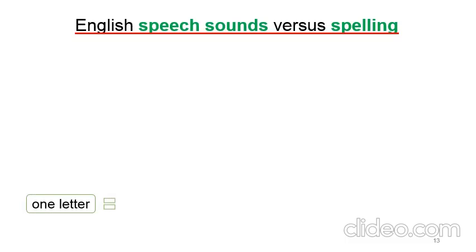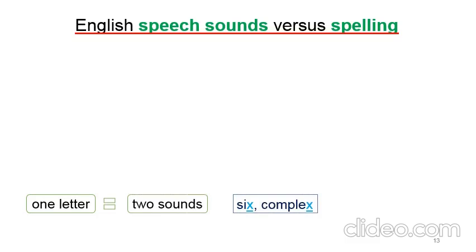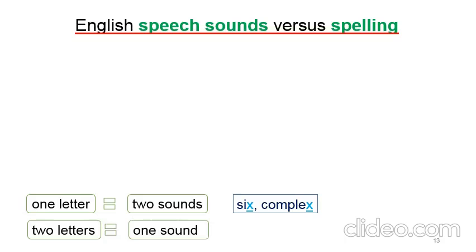Sometimes one letter has two sounds, like the X in six, it's k-s. Also in complex, k-s. In other cases, two letters represent one sound. So we have SH in wash, the CH in such, and the CK in luck.